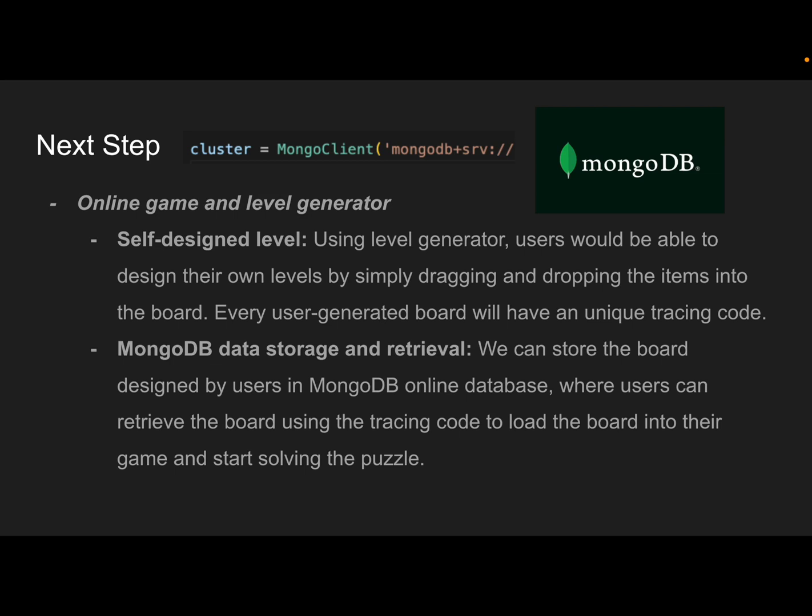In addition, we can make this game online and make some level generator. So with the level generator, the users will be able to self-generate their own level by just simply dragging and dropping the items onto the board. And we'll assign a unique tracing code for each user-generated board. With MongoDB database, we can store the board designed by the users online, and the users can retrieve the board using the unique tracing code to load it into the board and start solving it on their own end.